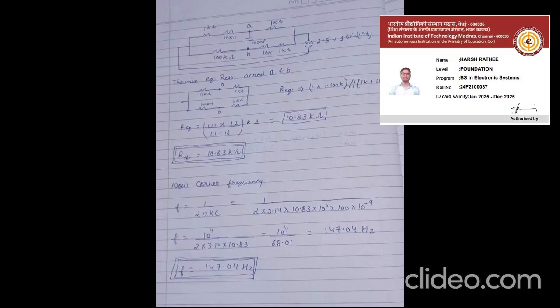Okay, so now we have calculated the Kelvin equivalent resistance of the circuit across point A and point B, and R Kelvin is equal to 10.83 kilo ohm. We also calculated the corner frequency, and the corner frequency is 147.04 Hz.